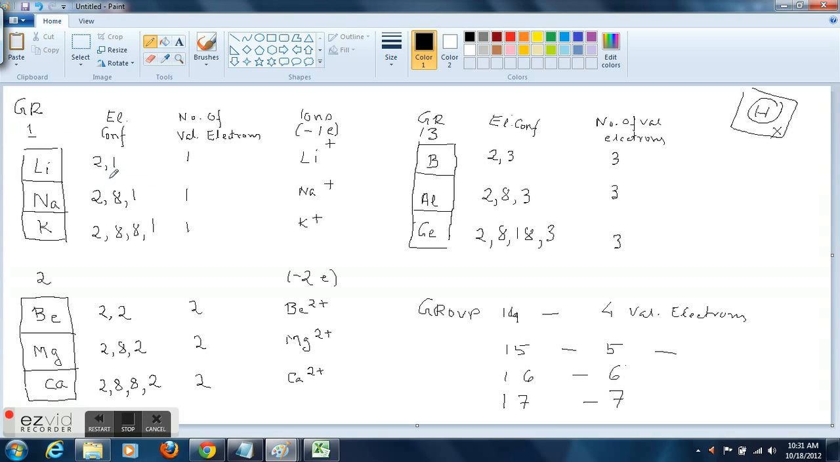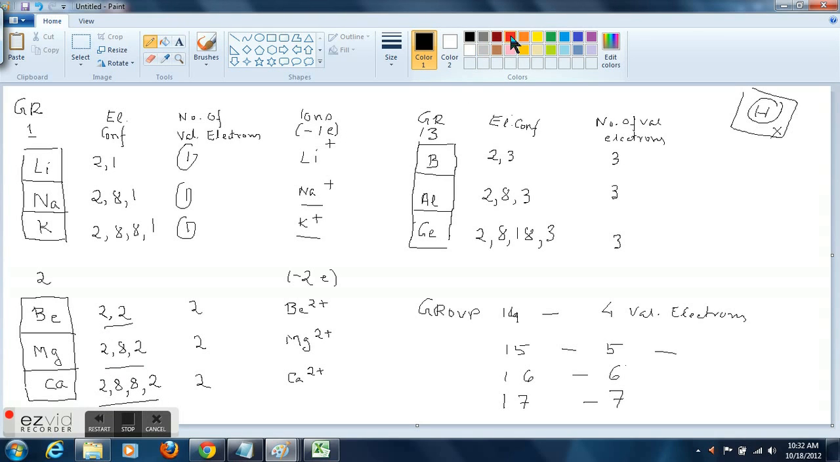As I mentioned, we will not discuss hydrogen here. The number of valence electrons is 1 for every element of group 1. That means they will form compounds like lithium chloride, sodium chloride, potassium chloride. So they form a single positively charged ion by donating one electron. That's why I wrote minus one electron, forming lithium ion, sodium ion and potassium ion.